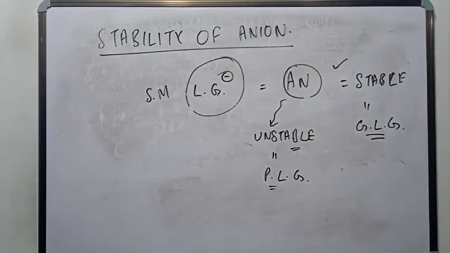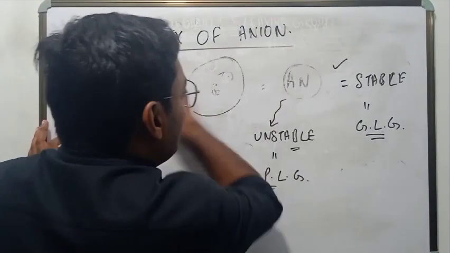Let us now find out how we determine whether an anion is stable or unstable. How do we find it out? For that there are some thumb rules, and you can say some facts. Based on that we can determine whether the anion is stable or not. Let us see those thumb rules.